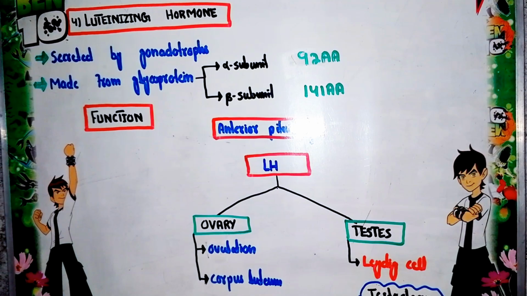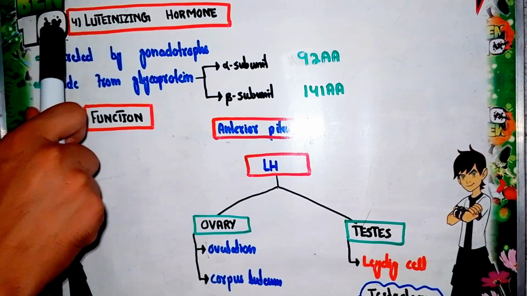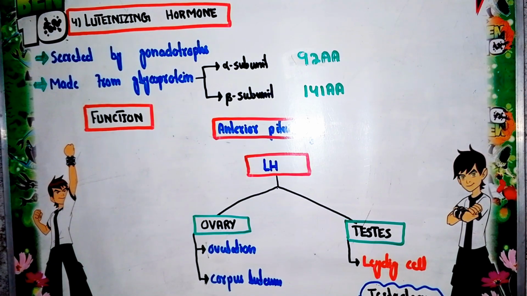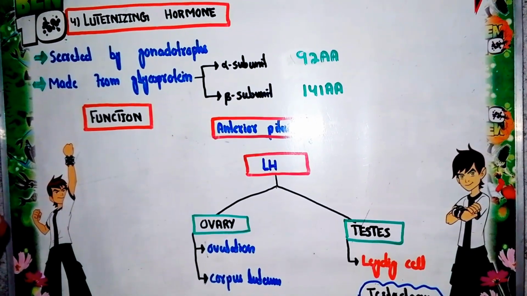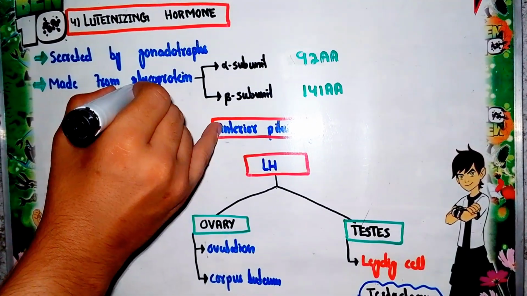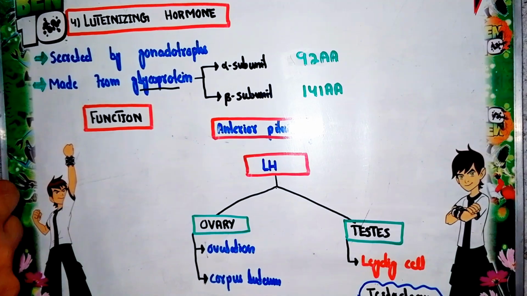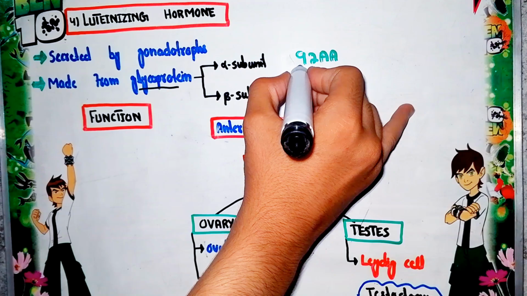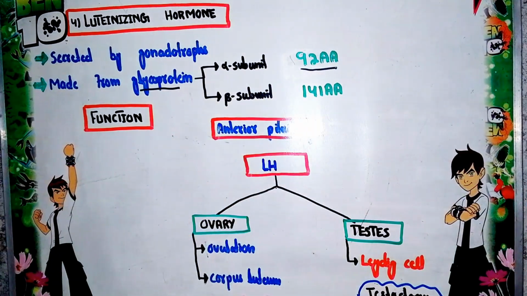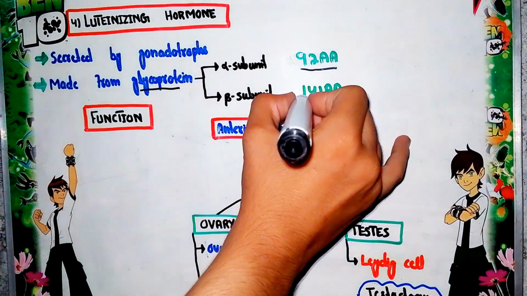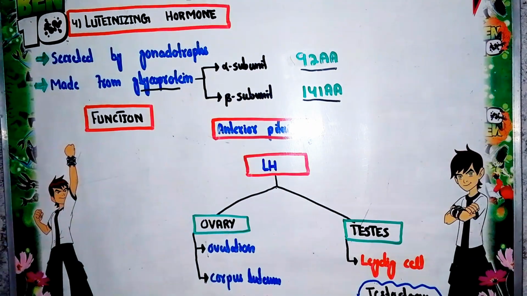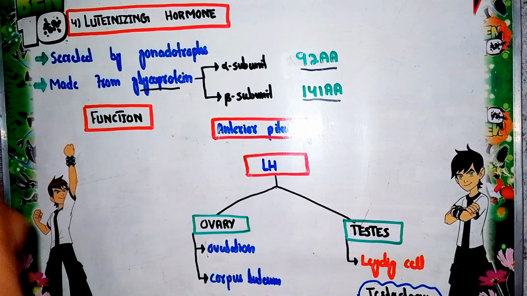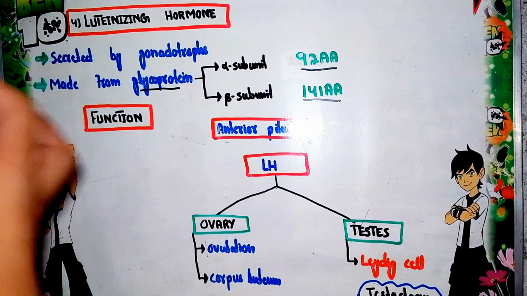Another trophic hormone of the anterior pituitary is called luteinizing hormone. This hormone is basically secreted by the gonadotroph cells of the anterior pituitary, and chemically it is a glycoprotein in nature and mainly composed of two units, alpha subunit and beta subunit. The alpha subunit is composed of 92 amino acids, while the beta subunit contains 141 amino acids. Now what is the function of luteinizing hormone in the female and in the male?